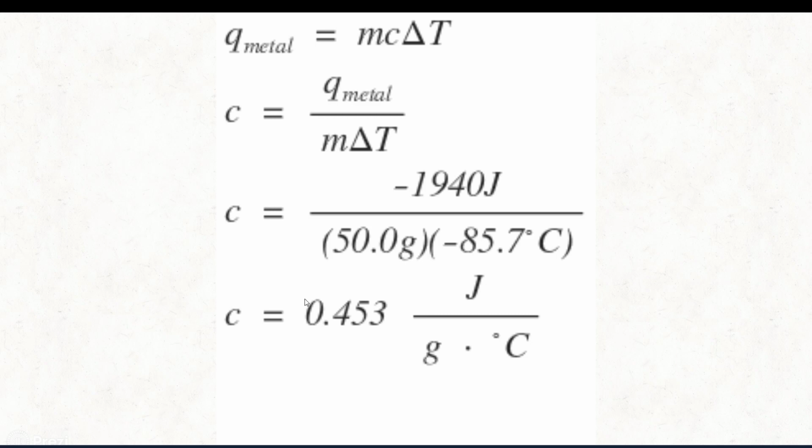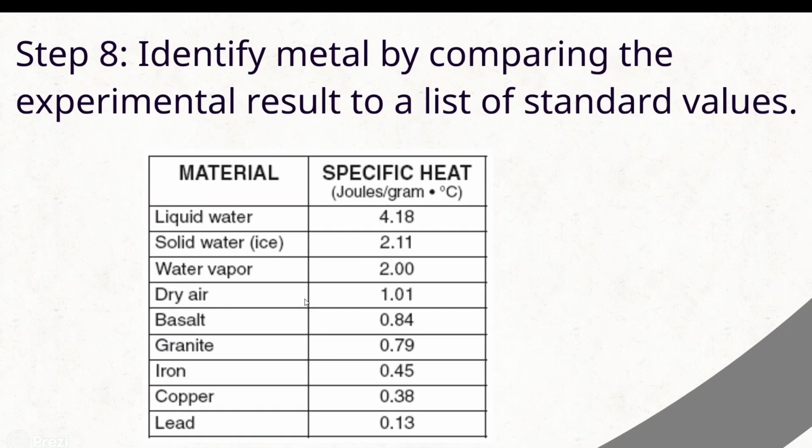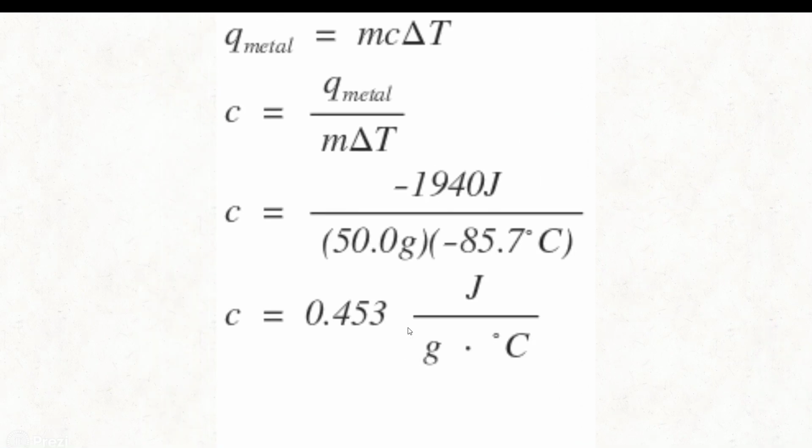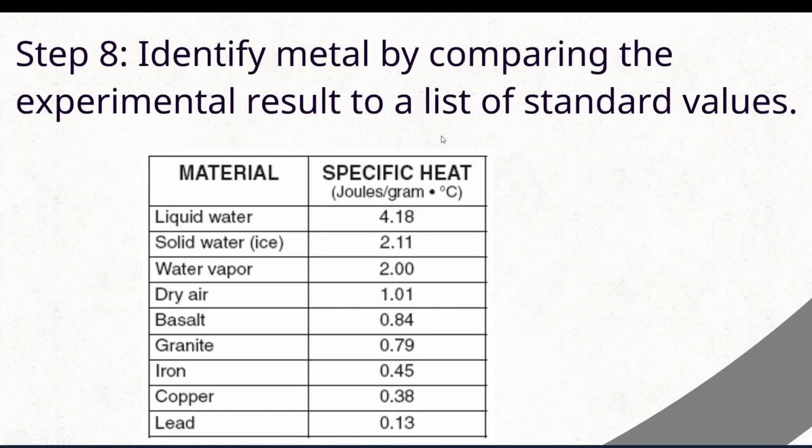A note on C: your heat capacity should always be positive. And if it's a metal, you should expect a low heat capacity. Here's an example of different specific heats for different substances. What you would normally do is take your number, which is 0.453, and ask what the metal was that was involved. You'd see that it's 0.45. So it's likely that it is iron that we used in this experiment.